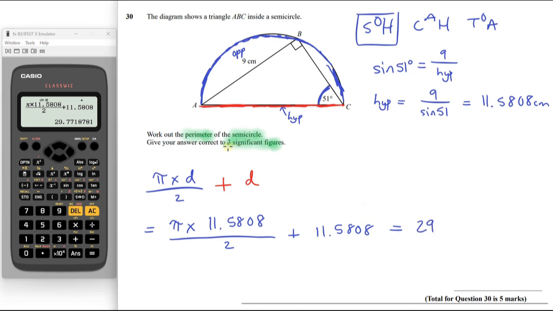Now we need to give our answer to 3 significant figures. So that's going to be 29.8, because we're going to round this up. And that is going to be in centimetres. So that's my answer, 29.8. And I need to give my units because you can see that there are no units in the answer line. So I need to say centimetres.